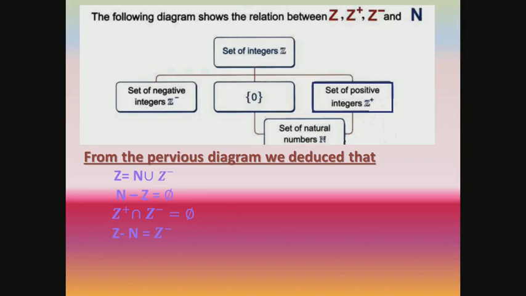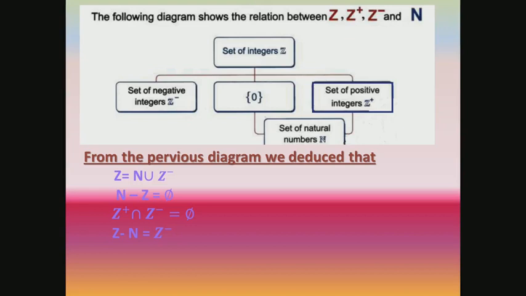N intersection Z is equal to... N. Why is N minus Z equal to empty? Because N does not consist of negative numbers. We can't say -1 is in N. We can't say -2 is in N. So when we take Z from N, the answer is empty. The empty set.